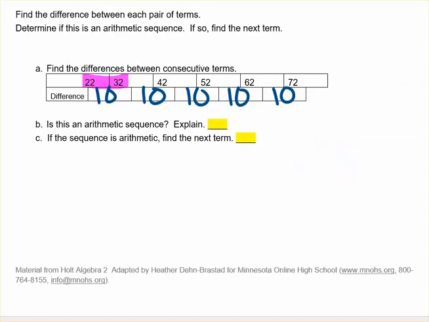Then part B asks, is this an arithmetic sequence? Yes, this is an arithmetic sequence because we have a constant difference. We were adding 10 each time, and that allows us to find the next term. We've noticed we're adding 10 each time, so 72 plus 10 would give us 82.